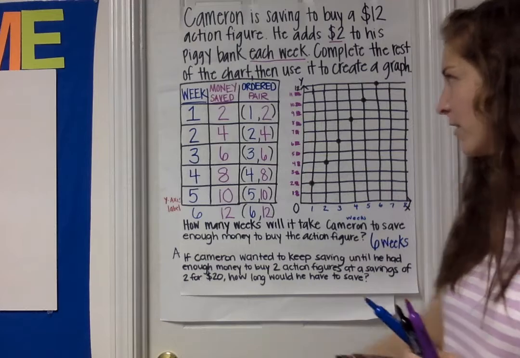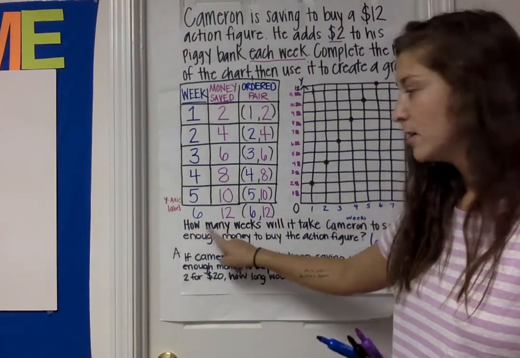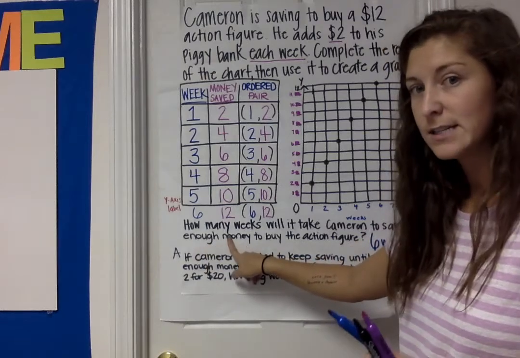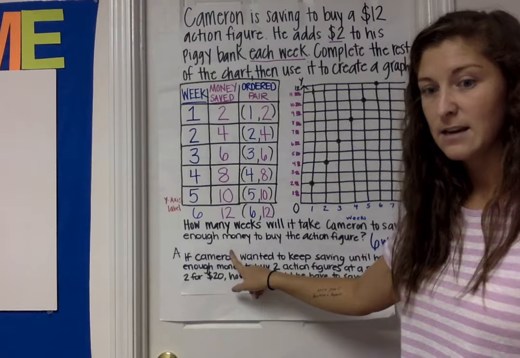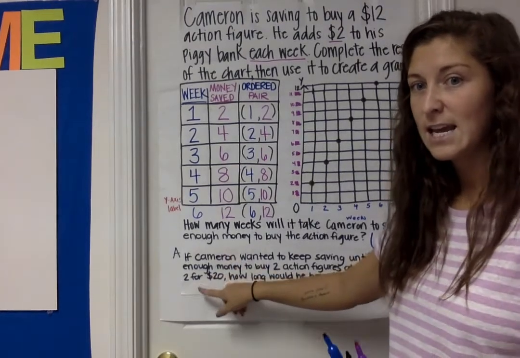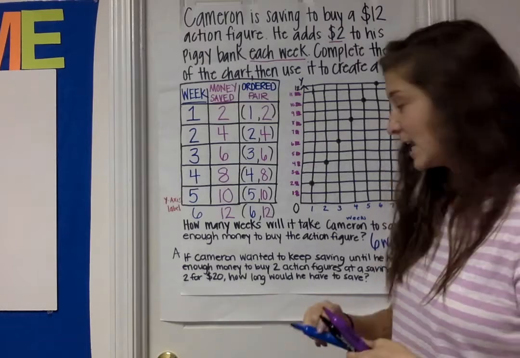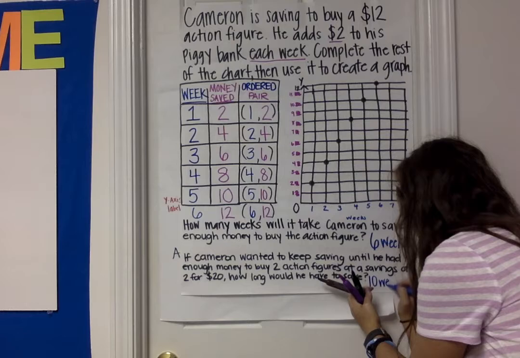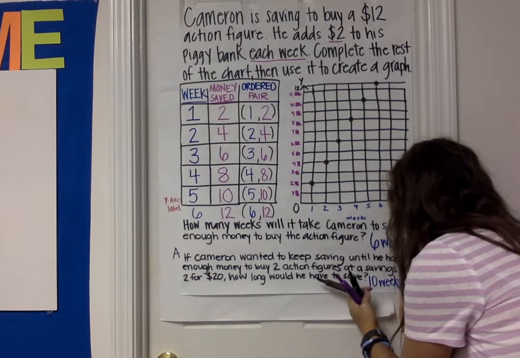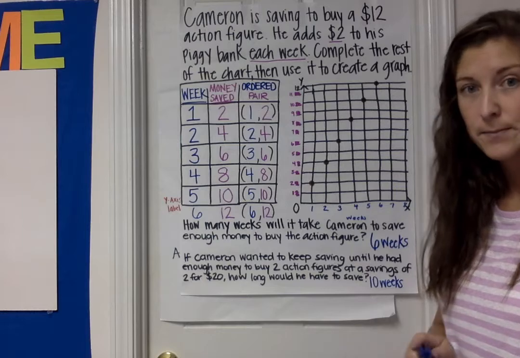Well, if I think about it, week 7 he would have 14. Week 8 he would have 16. Week 9 he would have 18. And week 10 he would have 20. So it would take him 10 weeks in order to save up for 2 for 20.